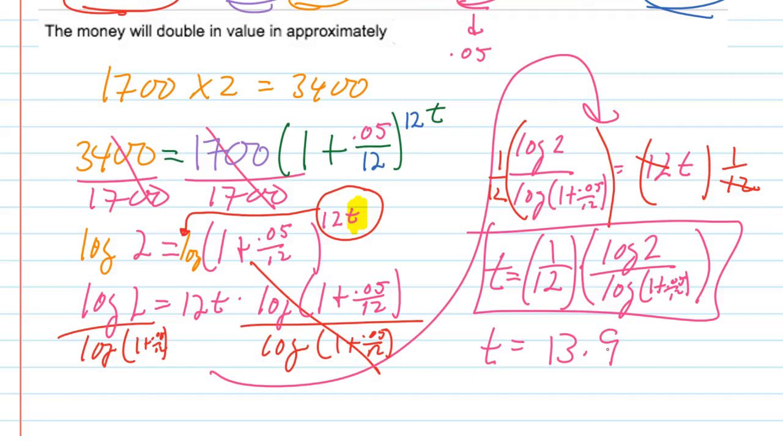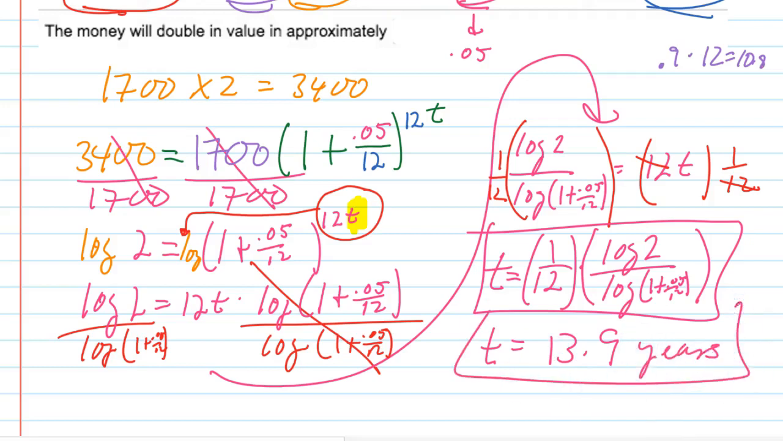Now, a lot of these are going to ask you, well, what's 13.9 in months? In order to figure that out, you simply say 0.9 times how many months are in a year? There's 12 months in a year. Well, 0.9 times 12 is 10.8 months. We're going to round that up to 11. So our time would be 13.9 years. But if they're asking for months, then you would say 13 years, 11 months, because they probably would want you to round up.